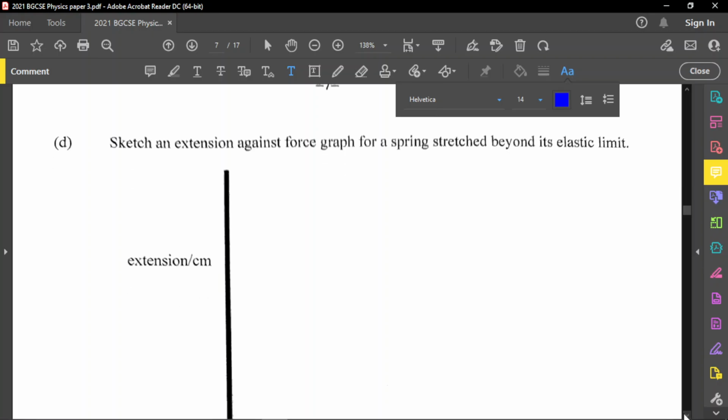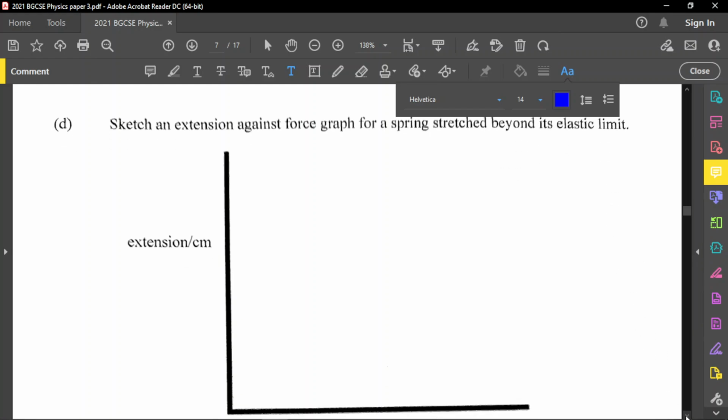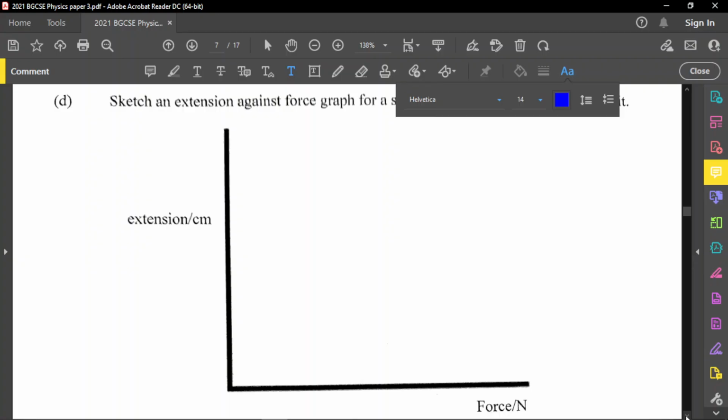Now, part D asks us to sketch an extension against force graph. So it's an extension against force graph. They actually label the graph for us, which is nice. This is for a spring stretched beyond its elastic limit. Since I put extension on the y-axis and force on the x-axis, you have to be mindful of how this will curve. And this is, again, extending beyond its elastic limit.